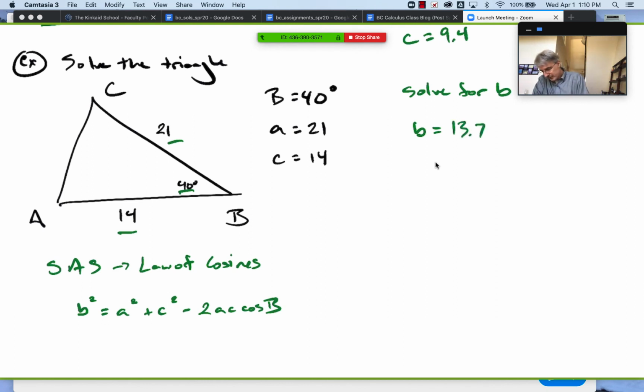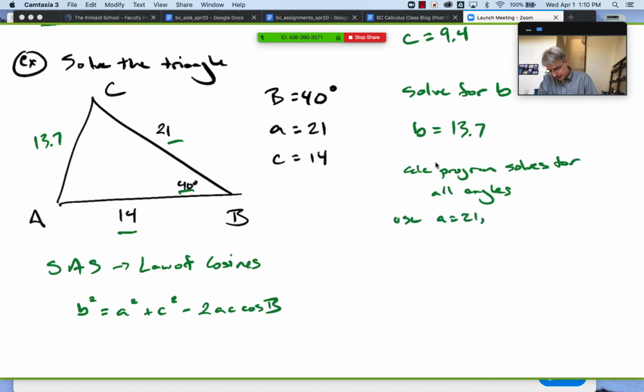And now I have all three sides of the triangle, so I'll use the law of cosines again to solve for all of the angles. Remember, the calculator program solves for all the angles at the same time. And so I would put in, A equals 21, B equals 13.7, C equals 14.